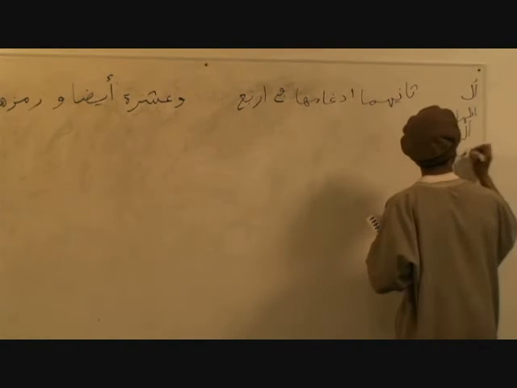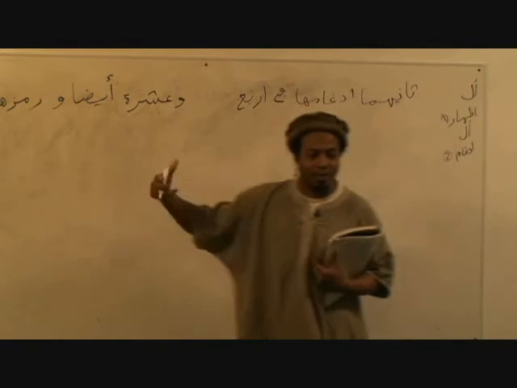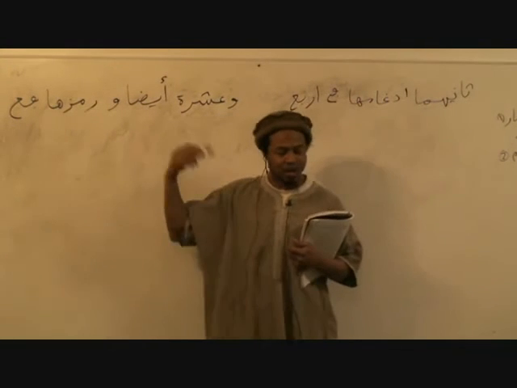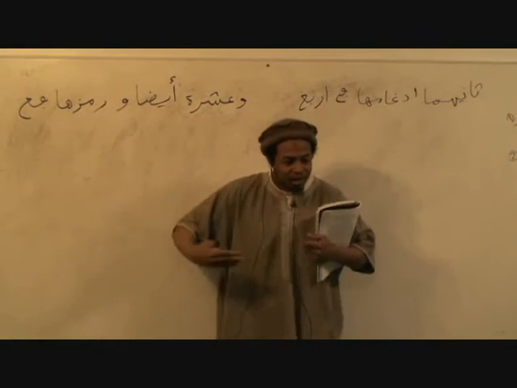The second rule is called Idgham. So the first rule is Idhar. The second rule is what? Idgham. What is idgham? We learned this rule before. Remember, we're repeating rules now. We learned this rule when we first went over Tajweed, when we first started the lessons in this chapter, in this book. And idgham means what?